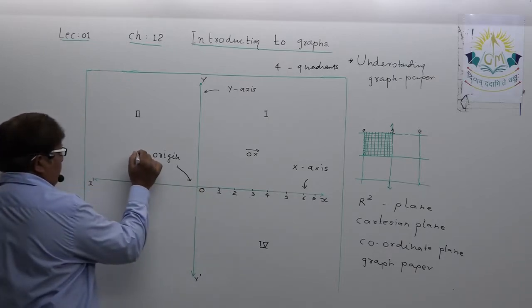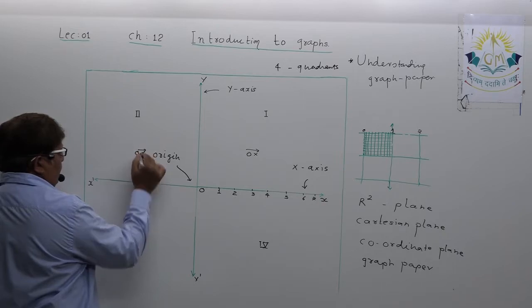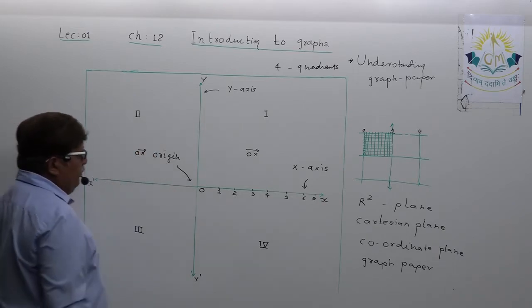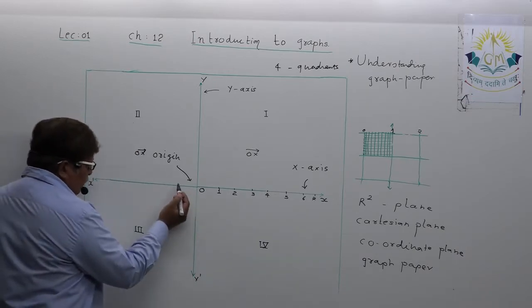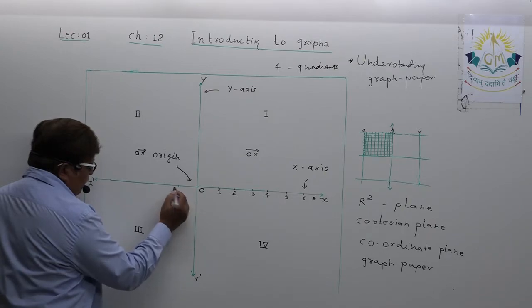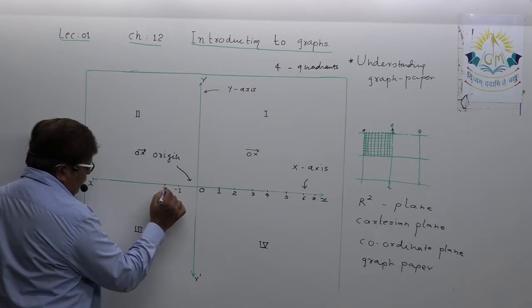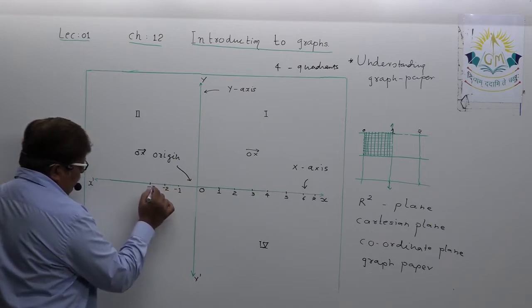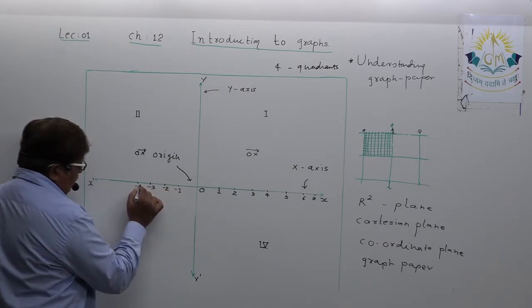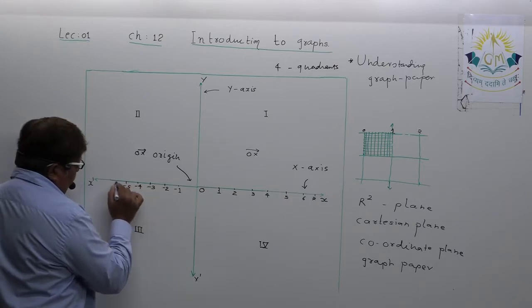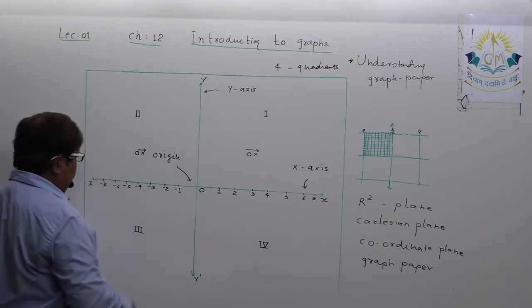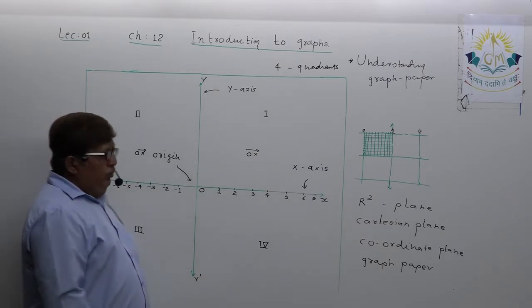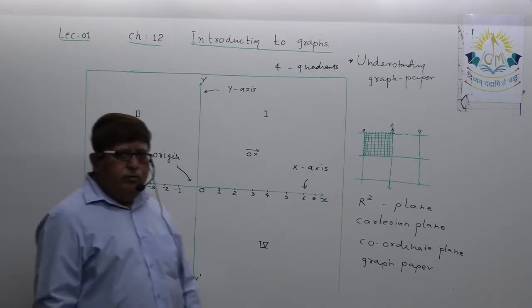Now, dear student, this one, OX dash, is known as the negative x-axis. So from the first box itself, you will start showing the negative numbers: -1, -2, -3, -4, -5, -6, -7. If you have enough boxes, you can write more numbers also. There is no problem whatsoever.